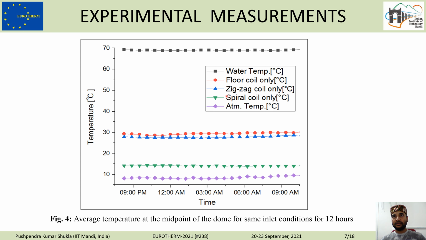Here we could see that floor coiling is giving the best result out of zigzag and spiral coiling. The reason behind that may be natural convection, as heat energy comes from bottom to top naturally. The average temperature maintained inside the dome was around 30 degrees Celsius, which is much better than the spiral and other configurations. At that time the atmospheric temperature was around 7 to 8 degrees Celsius when this experiment was done.